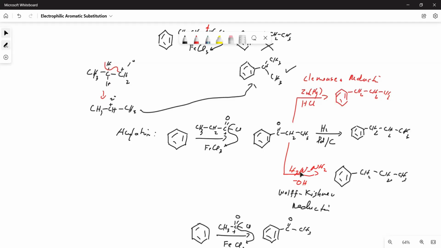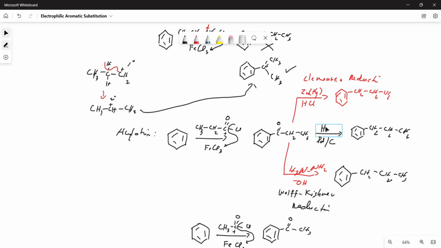Okay? Now, another reducing agent utilizes hydrazine. This is the structure of hydrazine under basic condition. So the oxygen will also be replaced by hydrogen to produce propyl benzene. And you call this reduction process Wolff-Kishner reduction.